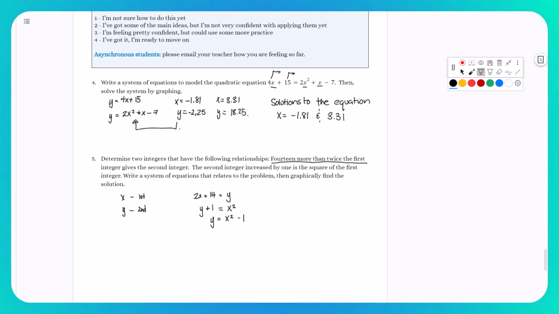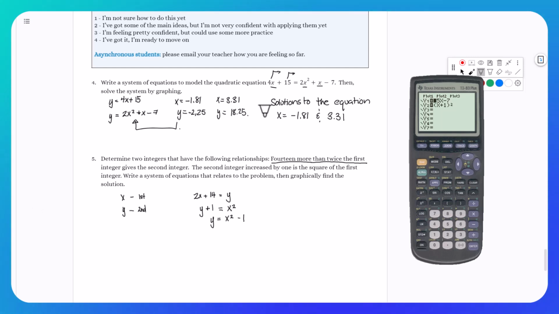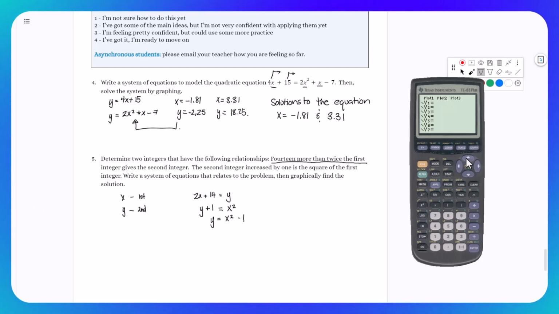And we're going to put those two in our calculator. Now, going ahead, we're going to say 2x plus 14. And the second one is x squared minus 1. And let's hit graph. Well, there's the first one, and there's the second one.